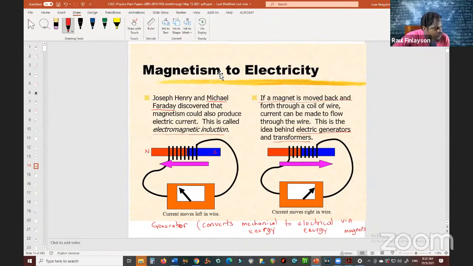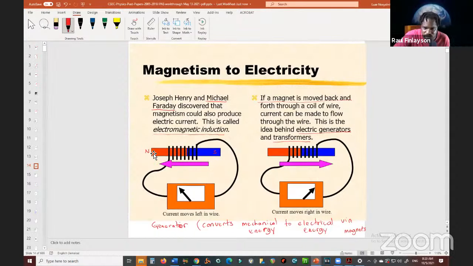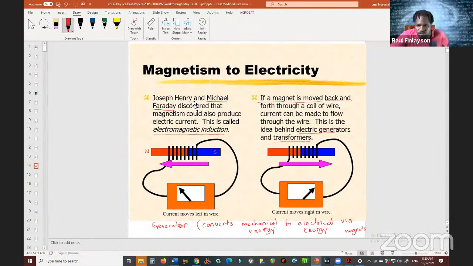So that is where the whole alternating current comes from. If it's close to the South Pole, then the electron is going to move one way. If it's close to the North Pole, then it's going to move the opposite direction. I'm going to leave you with that. We're going to go more into this, but that is the concept behind alternating current, guys.